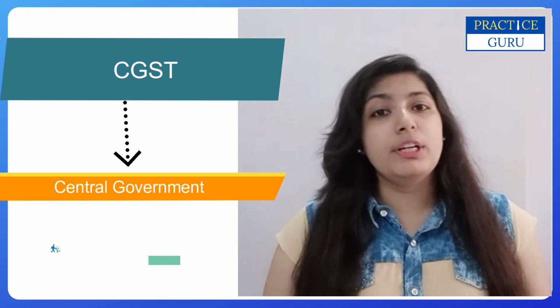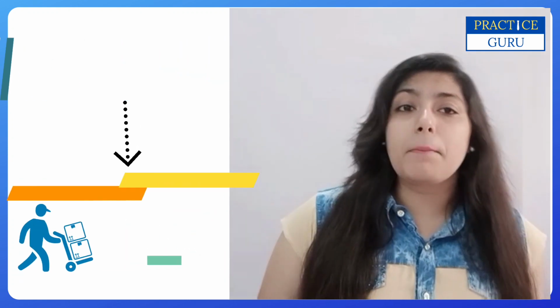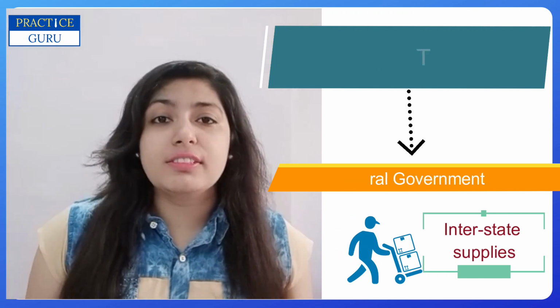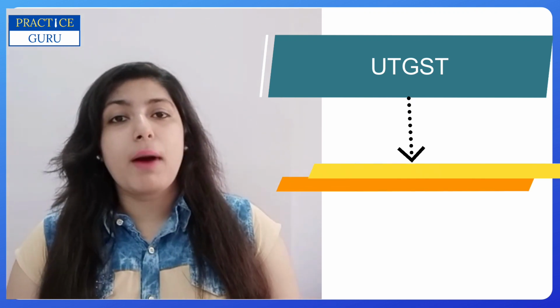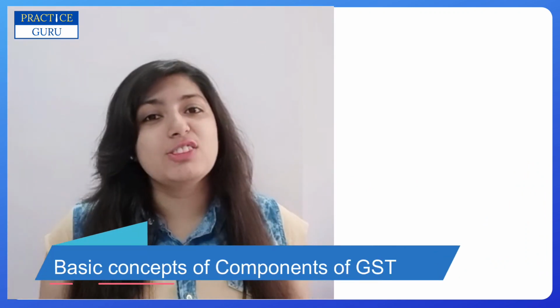To summarize, CGST is an indirect tax levied and collected by the central government on intrastate supplies. SGST is an indirect tax levied and collected by the state government on intrastate supplies. IGST is an indirect tax levied and collected by the central government on interstate supplies. UTGST is an indirect tax levied and collected by the Union Territory on intrastate supplies. I hope you understood the basic concept of components of GST.